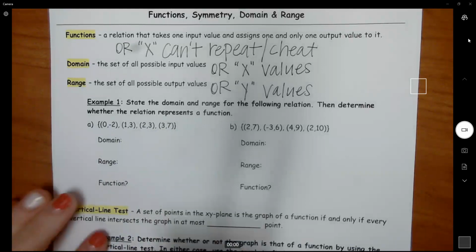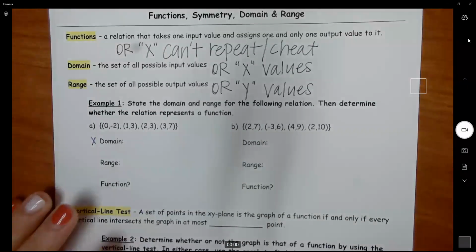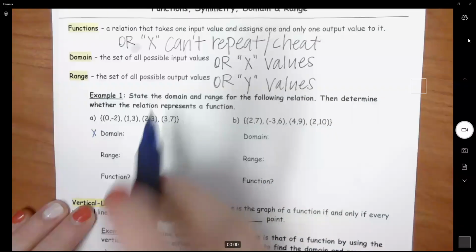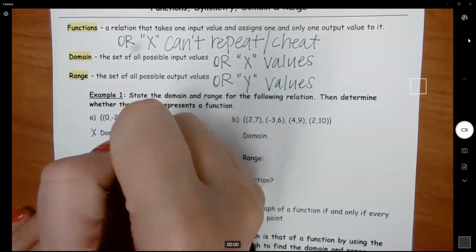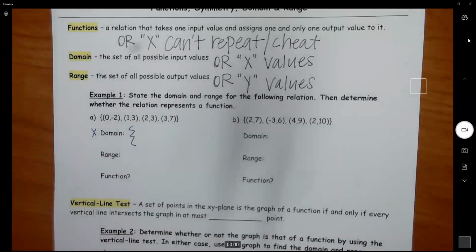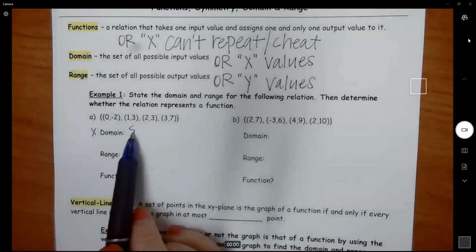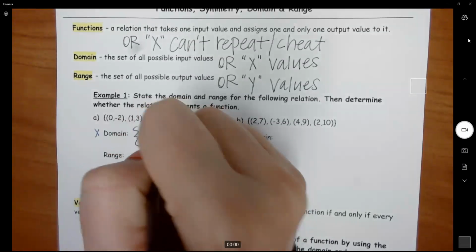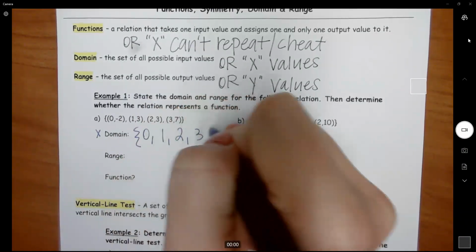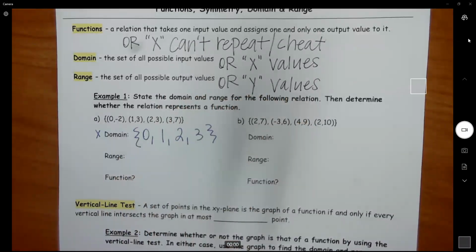So the domain is all of our X's. So I am looking at 0, 1, 2, and 3. And so when we write a set of individual numbers, we need our fancy squiggly brackets, and then we will list 0, 1, 2, and 3 and close our fancy squiggly brackets.